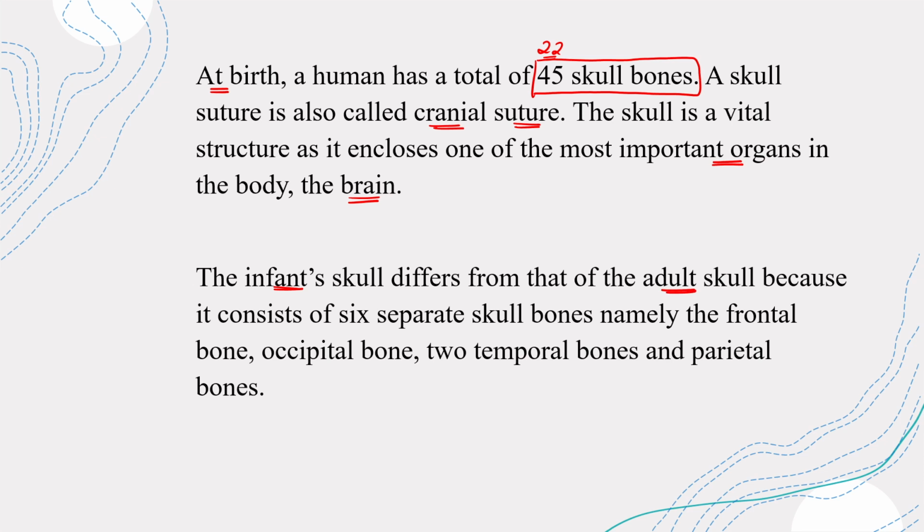So that's why an infant skull is different than the adult skull, because it consists of different bones. Here you can say it consists of 6 separate bones. Again, the names are frontal, occipital, temporal, parietal. These bones are there in the skull. So we'll see one more important difference between the infant skull and adult skull in the next slide. So this is the thing, an infant skull is different from the adult skull.